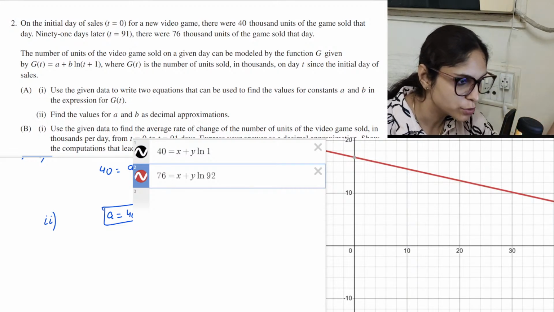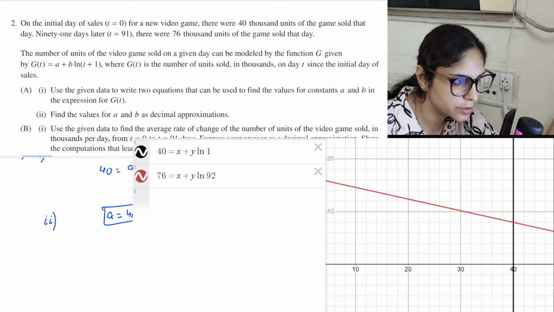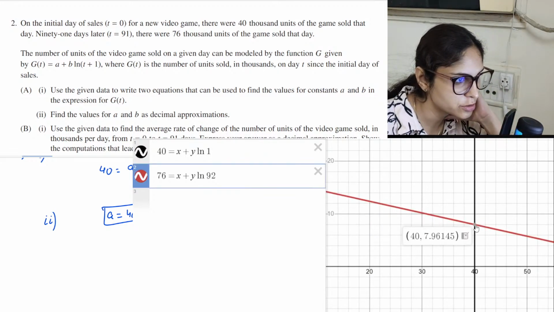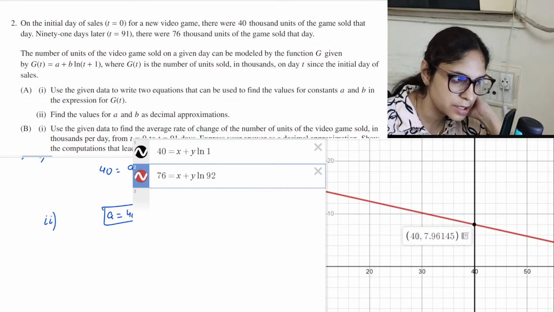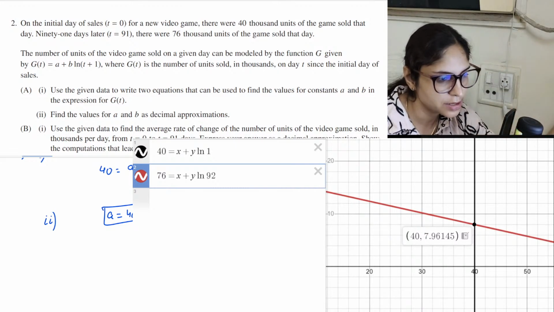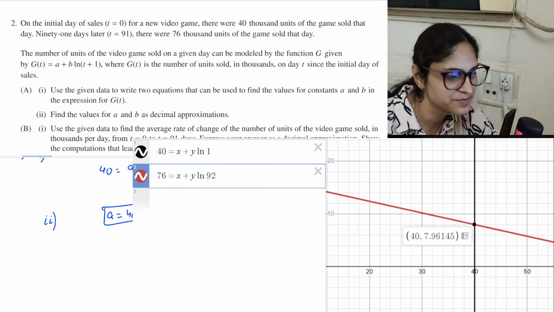So it's okay if you do not want to solve it by yourself. You can just put this in your graphing calculator. And now if you look, you can see the point of intersection. So the value of X, that is A, is 40. Y, that is B, is 7.961. And that is it. That is how we get our answers.